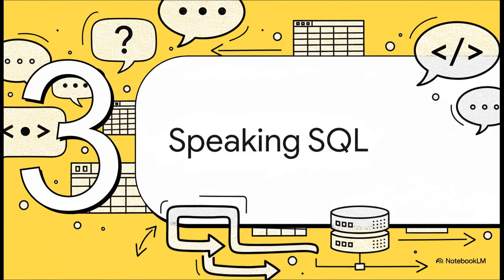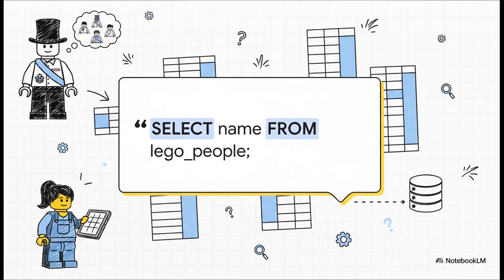Okay, so how do you actually talk to Sally? What does this language even look like? Let's check out a couple of really simple requests. So, let's say the Lego mayor wants a list of all his citizens. Look how simple this is. He just tells Sally, select the name column from the Lego people table. That's it. It's almost like plain English, isn't it? You just say what you want, and then you say where to find it.